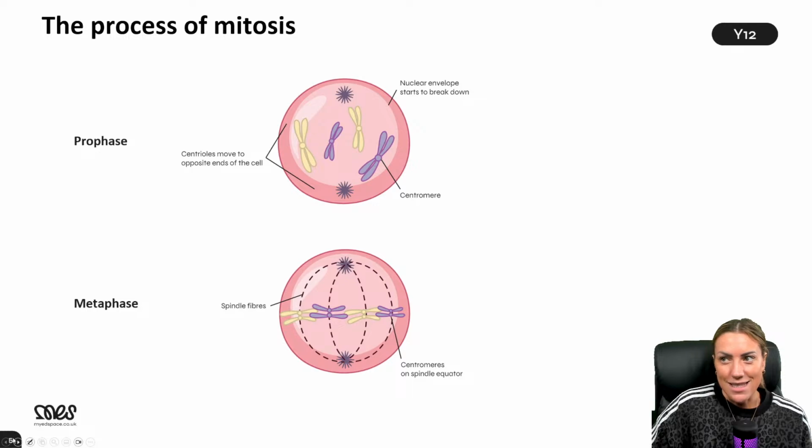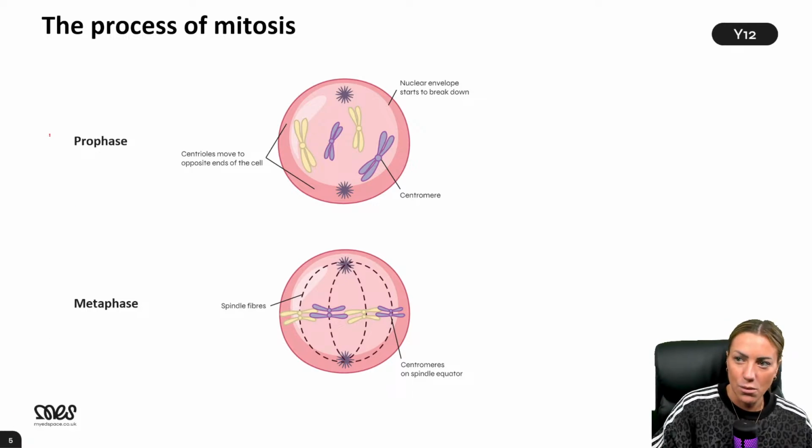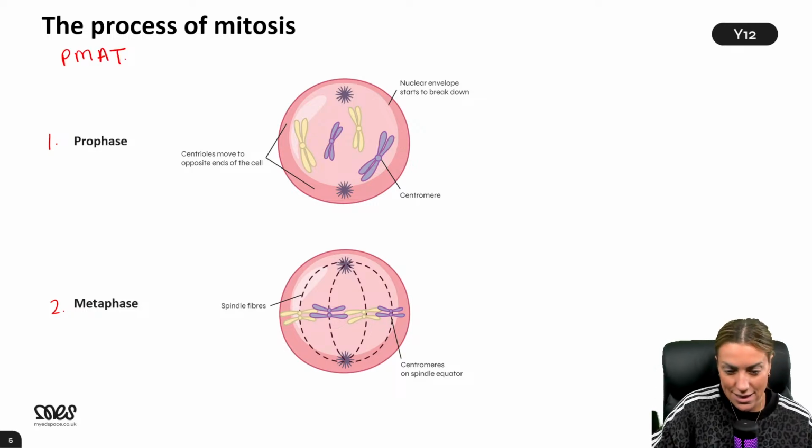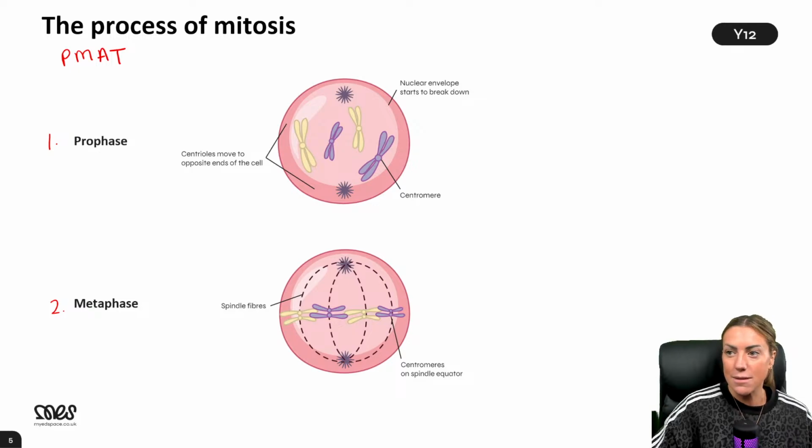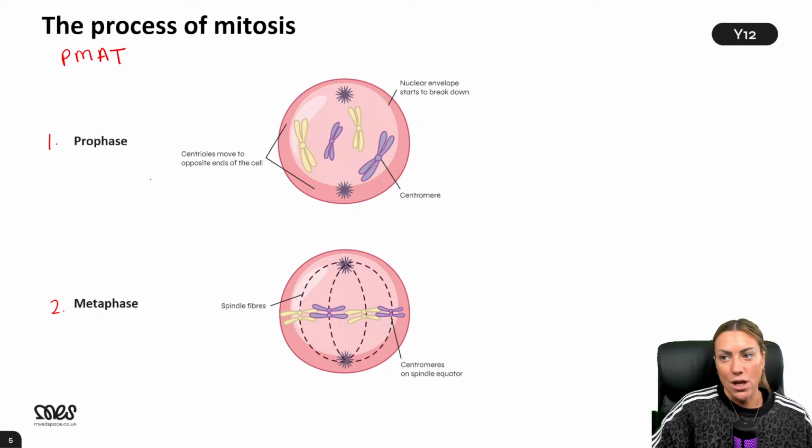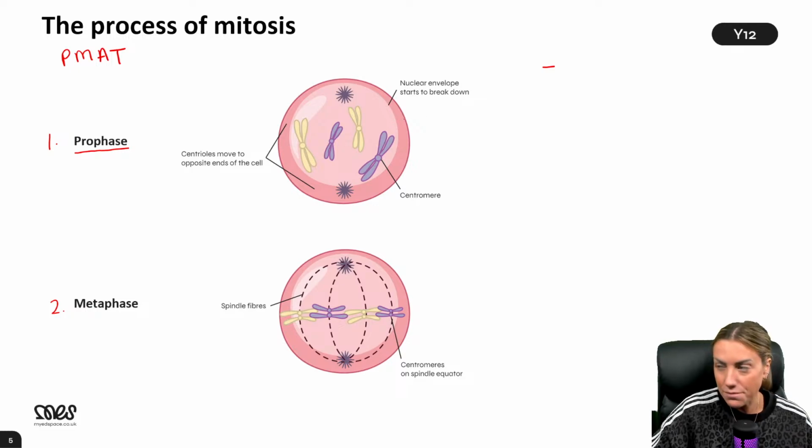Should we go through the stages then? So we're going to go through PMAT. I've just split it into 2 slides, so we've got enough space to write. Hopefully you've got enough space in your workbooks. So the first stage of mitosis is called prophase. So what we're going to do is annotate on the right-hand side the key things that occur during prophase. And obviously you can see some of them on the diagram as well. But the first thing we're going to write down is the nuclear envelope breaks down.